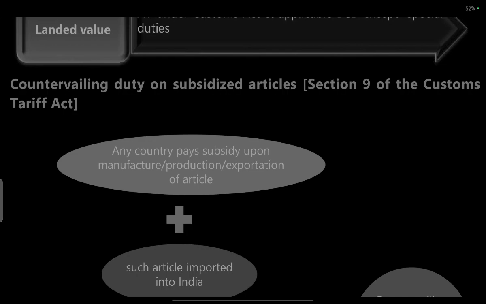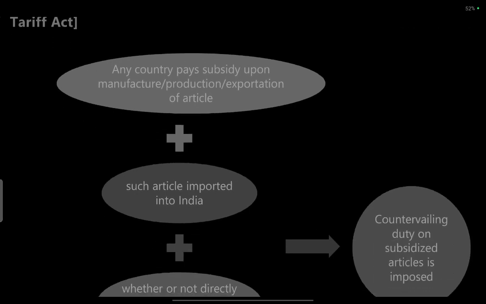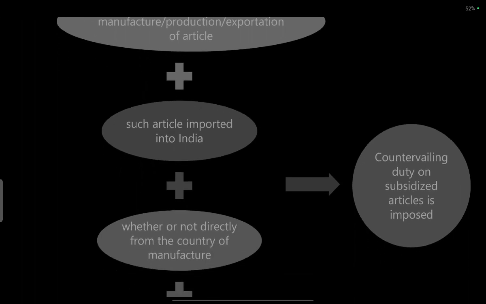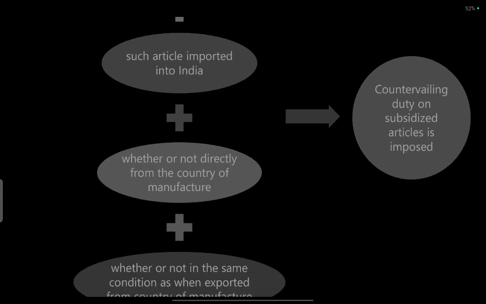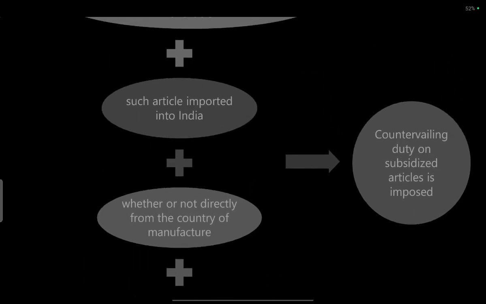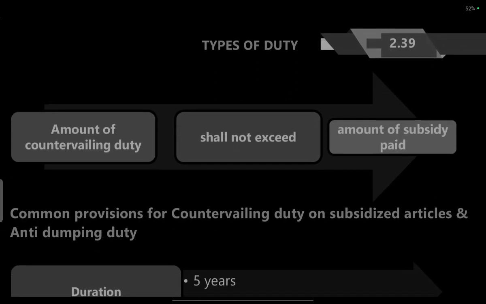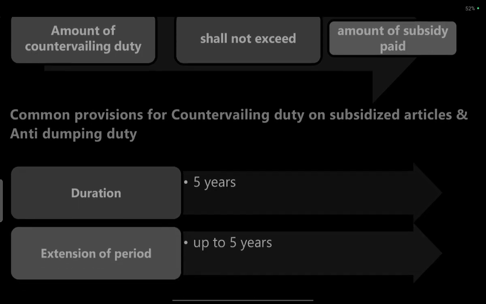Countervailing duty on subsidized articles, Section 9 of the Customs Tariff Act. Where any country provides a subsidy upon the manufacture, production, or exportation of an article, and such article is imported into India, whether directly from the country of manufacture or not, and whether or not in the same condition as exported from the country of manufacture, countervailing duty on the subsidized article may be imposed. The amount of countervailing duty shall not exceed the amount of subsidy paid.